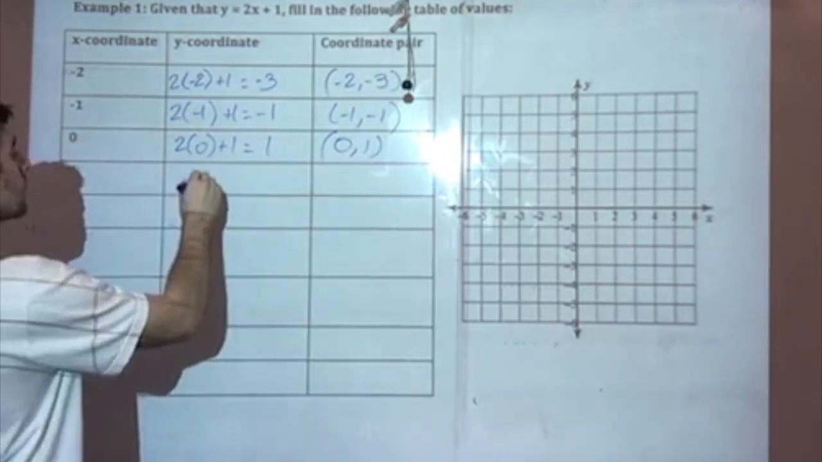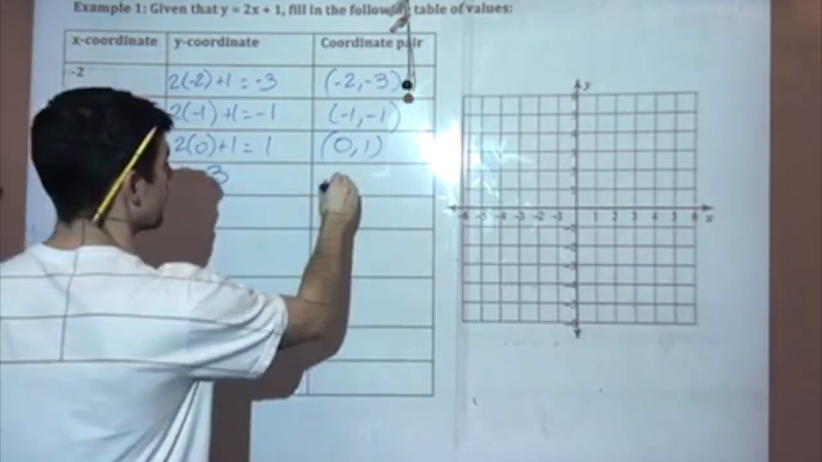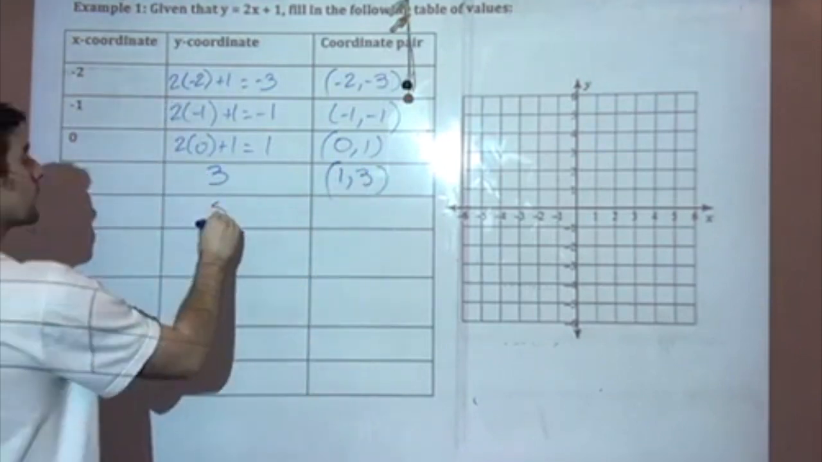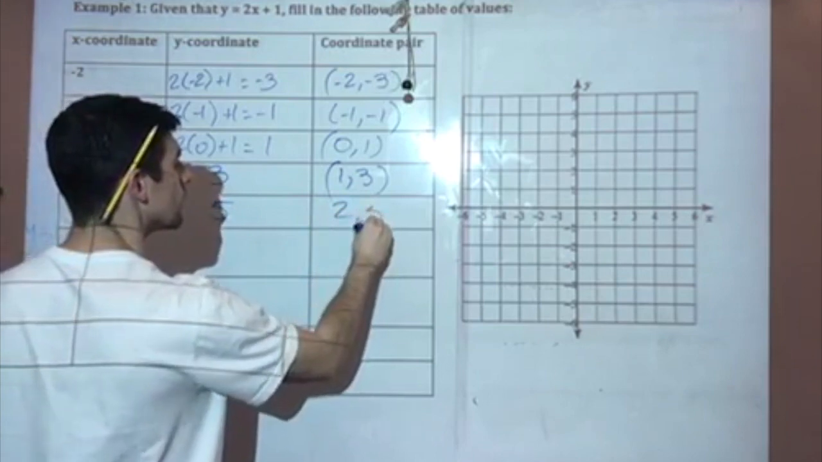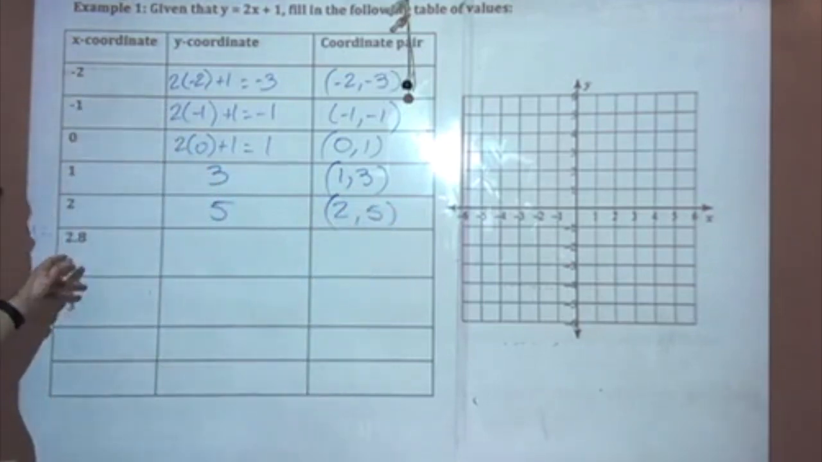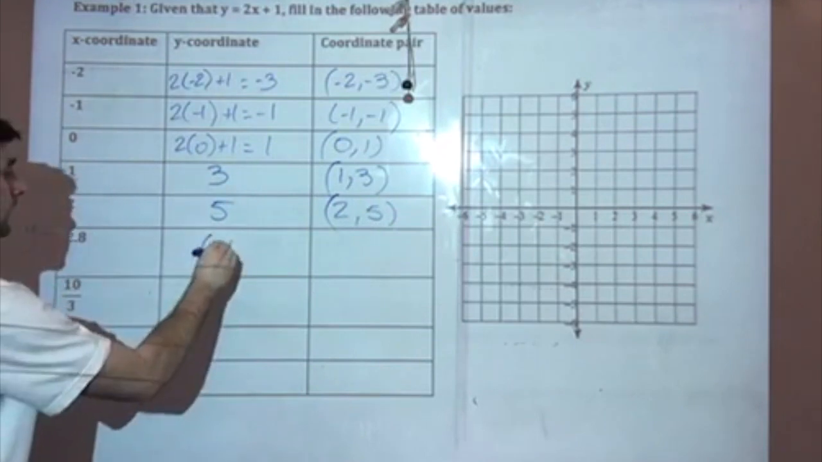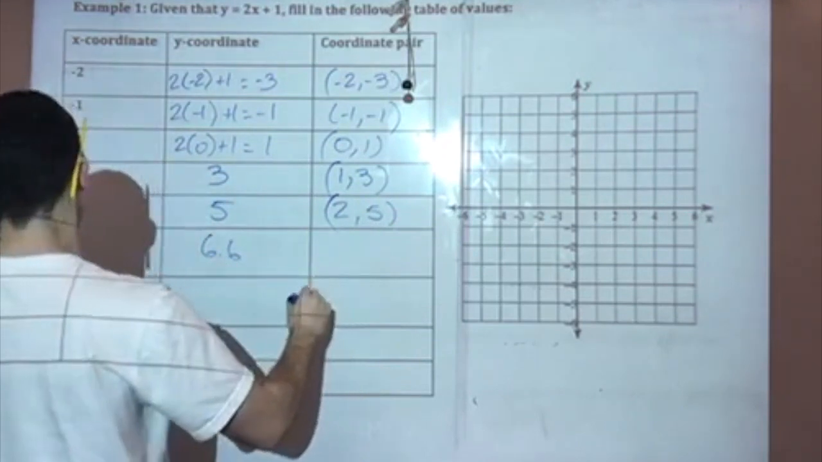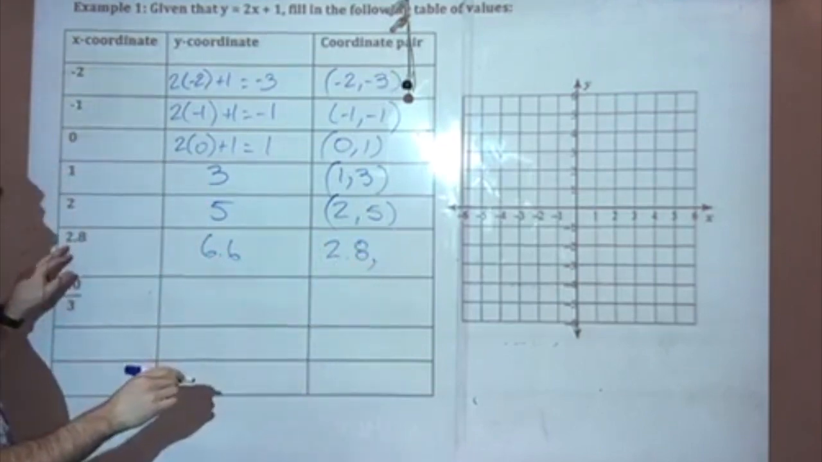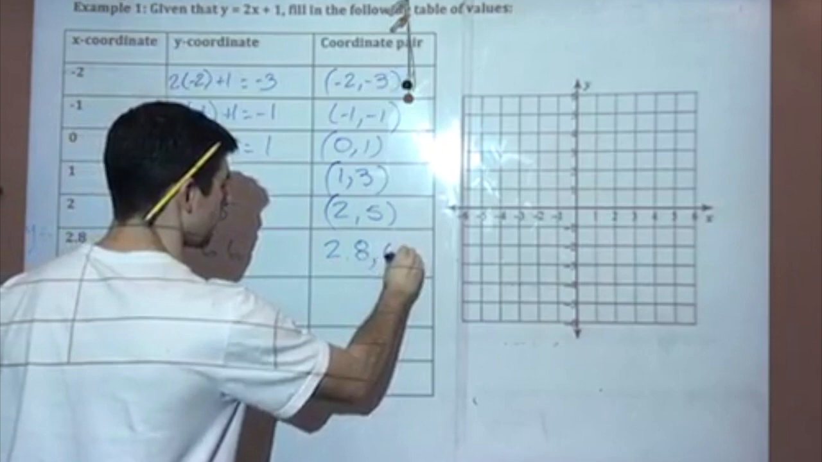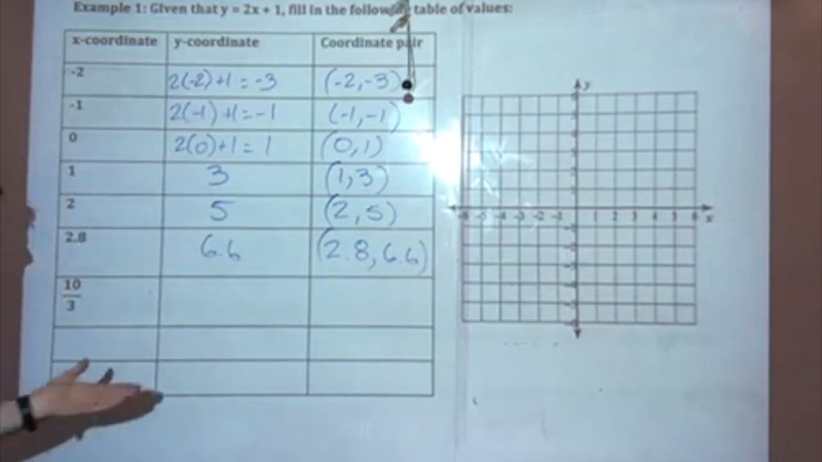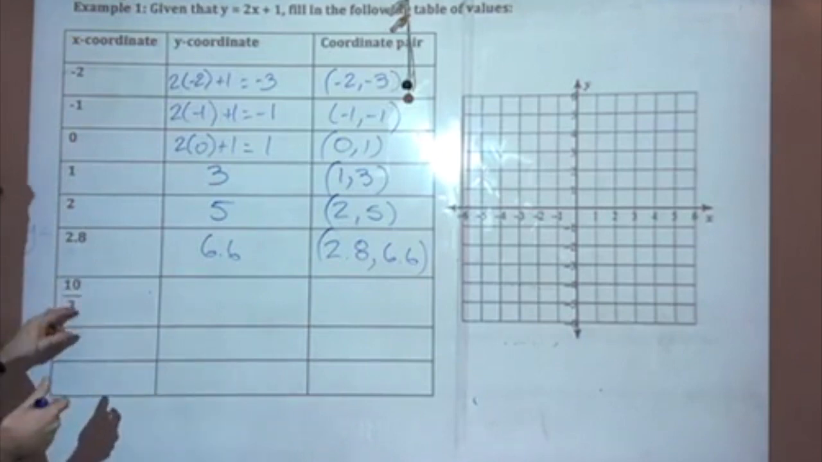2 times 1 is 2. This is going to end up being 3. 1, 3. It's 5. 2, 5. And when it's a little tougher, 2.8, it's 5.6. I think it's 6.6. I'll check that in a second just to make sure that I'm right. So the ordered pair, again, it just goes x value, which is 2.8, and the y value, which is 6.6. So ordered pairs can be decimals, they can be repeating decimals, they can be fractions, just whatever the input is and whatever you get for the output.